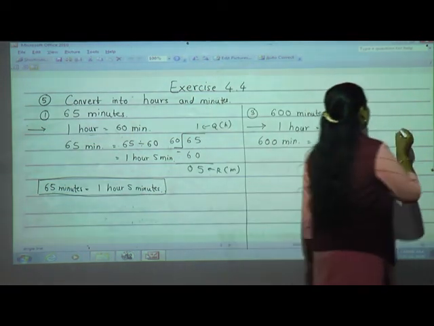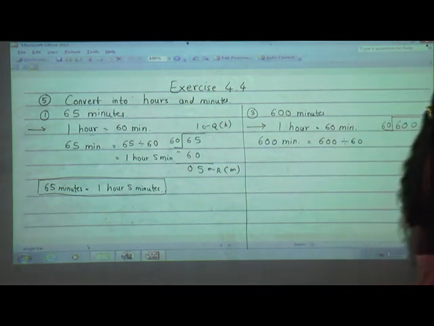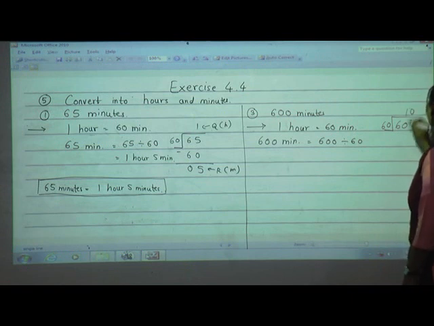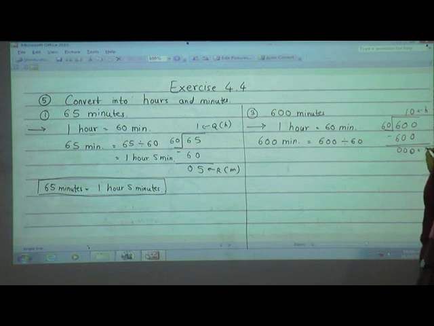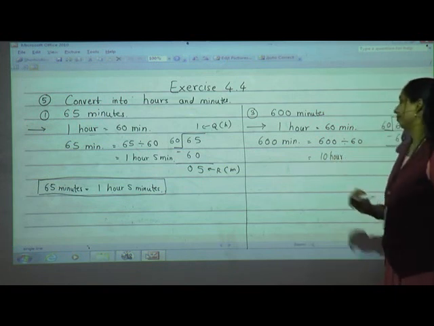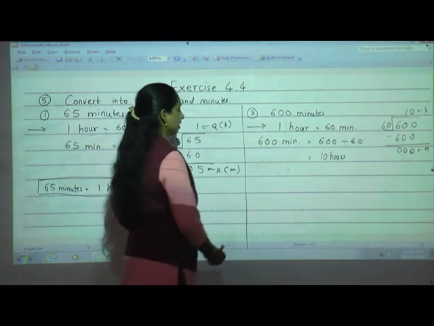Now we will do the rough work for the division. 600 divided by 60. Now in the 60 table, is 600 there? Yes. 60 tens are 600. 0, 0, 0. So what is the answer? This is hours, this is minutes. Now minutes, nothing is there, 0 is there. So what is the answer? 10 hours. Okay. So write once again the question and write the answer.